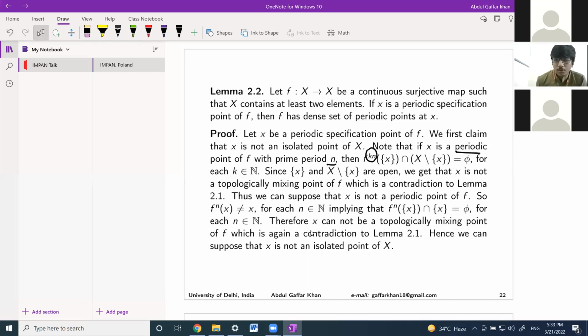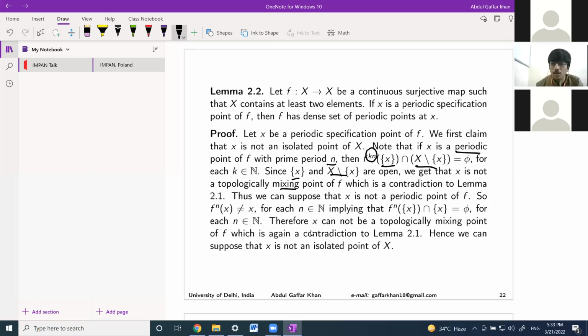So this set is open, this is open, and we have seen in lemma 2.1 that a periodic specification point must be a topologically mixing point, because every periodic specification point is a specification point and every specification point is a mixing point. So given two open sets U and V, f^n(U) intersection V is non-empty for all but finitely many n. So this is not possible. So this can't be a topologically mixing point. So this can't be a periodic point.